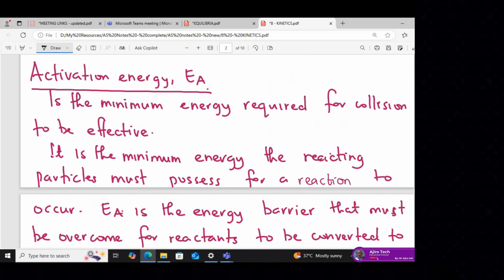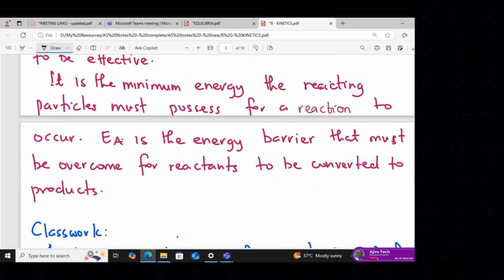Next one. What is activation energy? Now, this topic is very simple. We'll finish on that note and then we'll go to another one. This is the minimum energy required for collisions to be effective. It is the minimum energy the reacting particles must possess for a reaction to occur. Activation energy is the energy barrier that must be overcome for reactants to be converted to products.